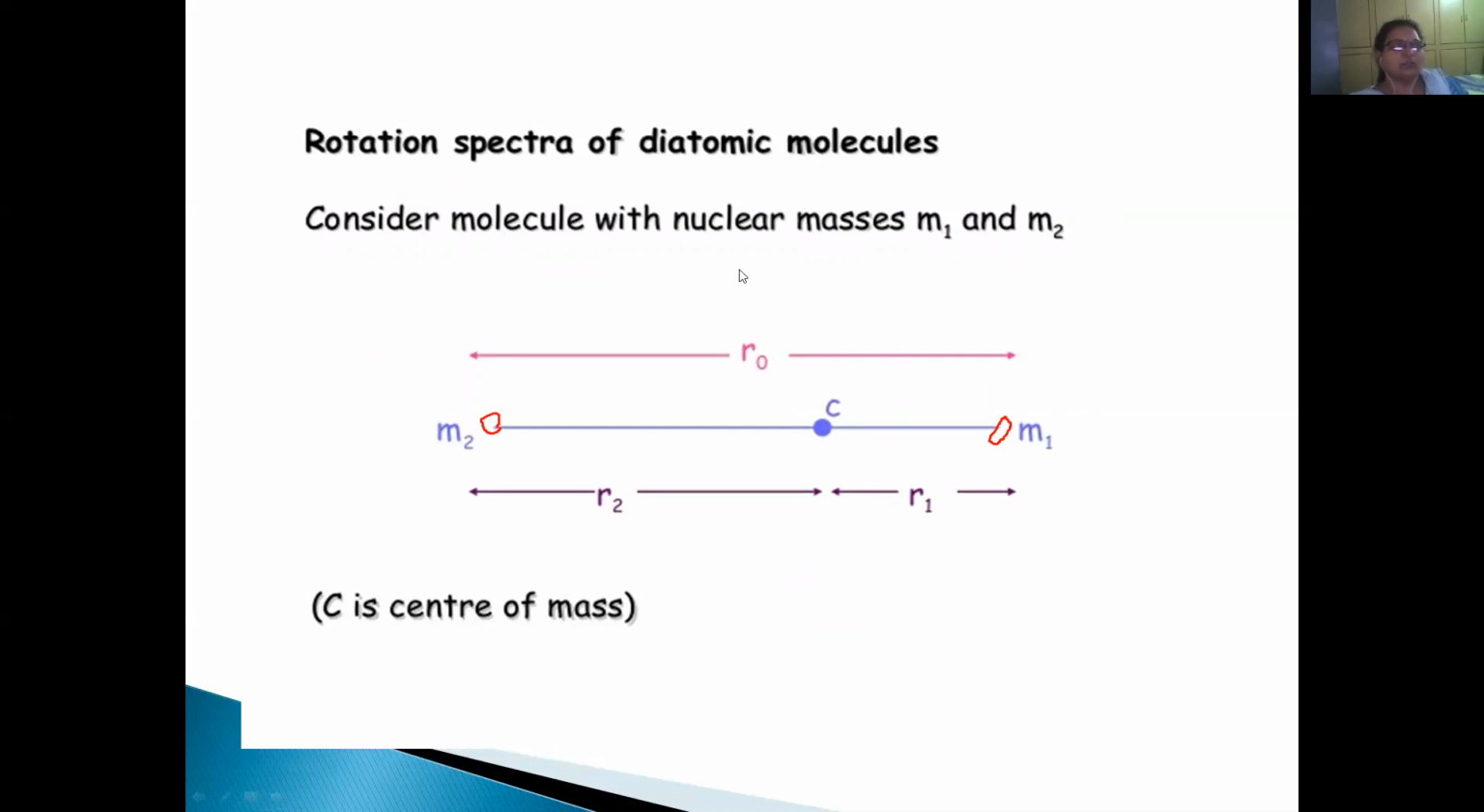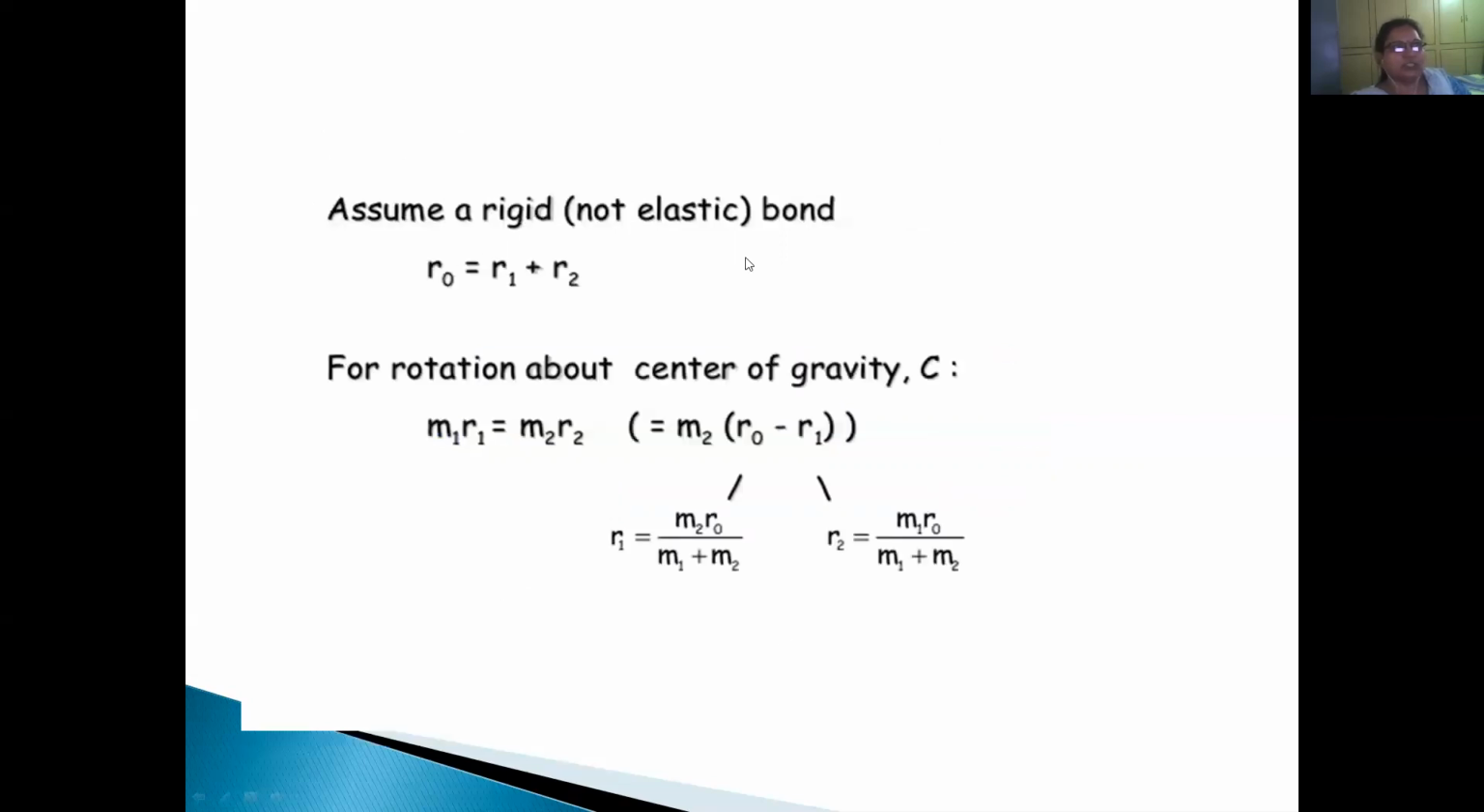Consider a molecule with nuclear masses M1 and M2. R0 is the distance between M1 and M2. This is the center of mass, that is C. Now, R2 is the distance from C to M2, and R1 is the distance from C to M1. Now, assume a rigid bond, that is, not elastic in nature.